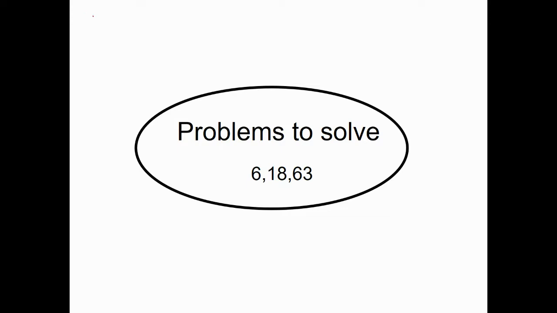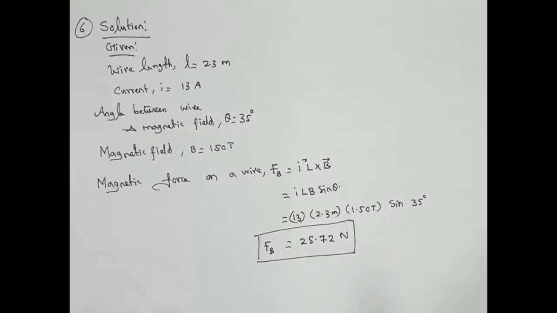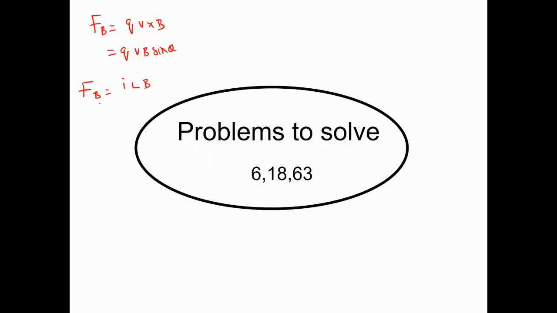Could you please tell me what is the formula for the magnetic force? Magnetic force is nothing but Q V cross B, or Q V B sine theta. And if you have a magnetic force with a current carrying wire, it is nothing but I L B. How can we write this equation in terms of the cross product, my dear? I can write this as I times L cross B. Very good. So F is nothing but I times L cross B.